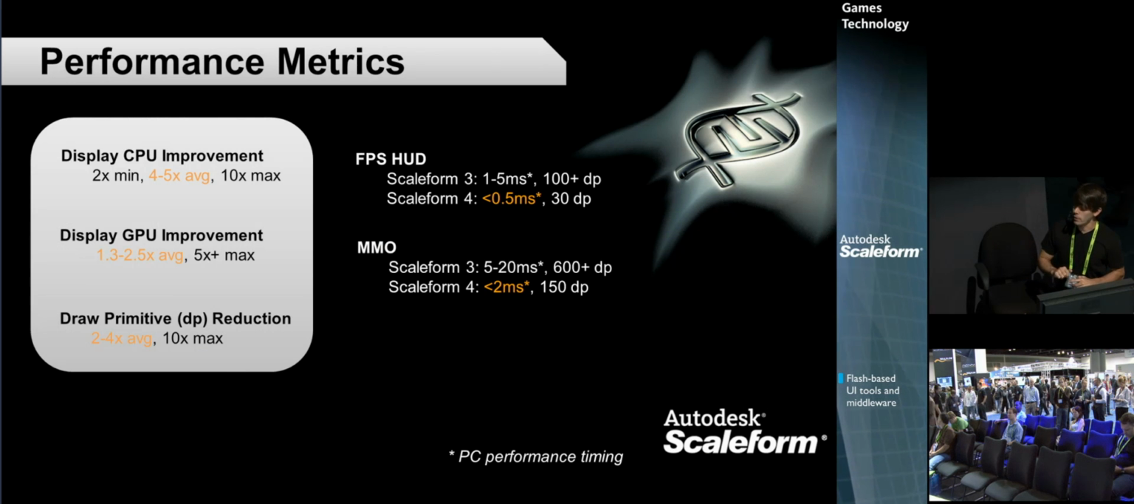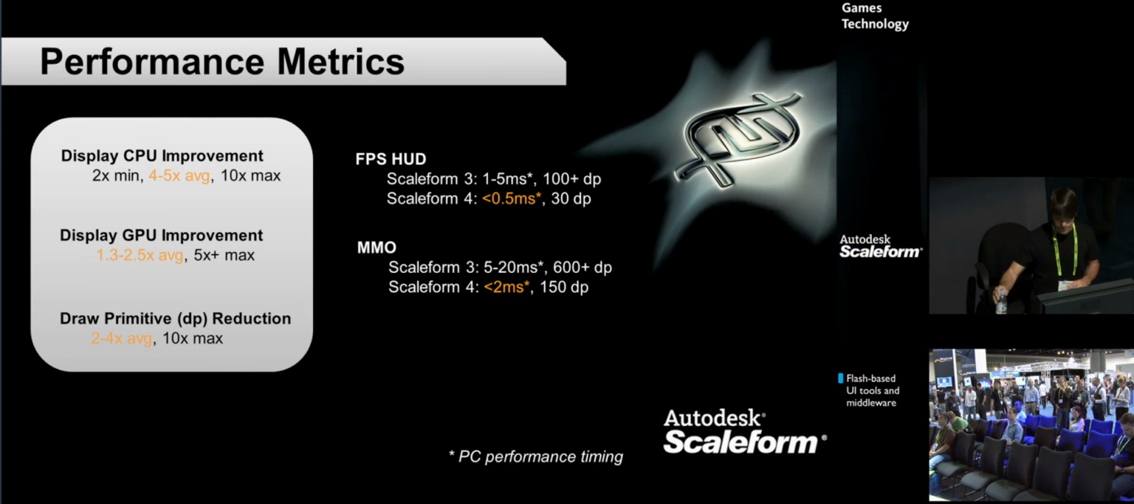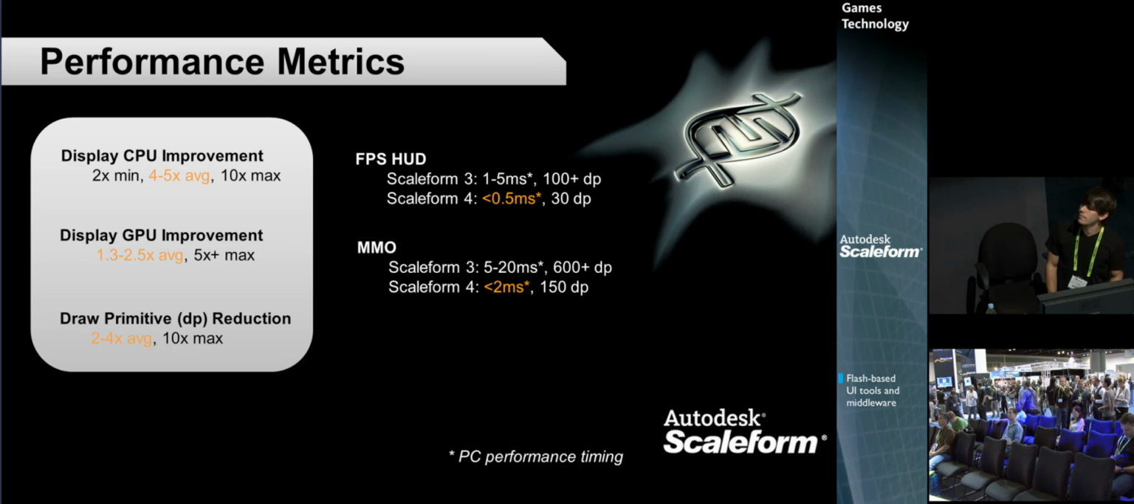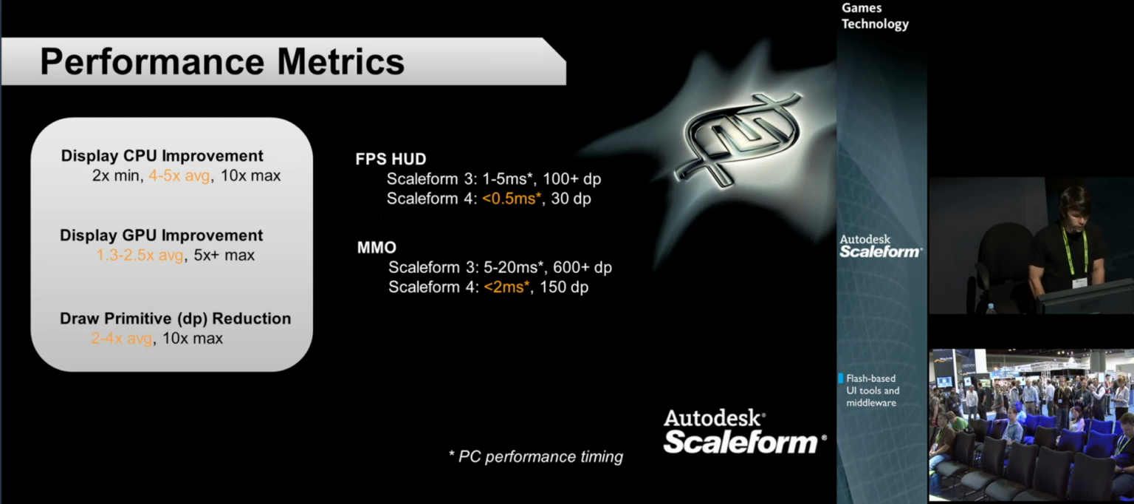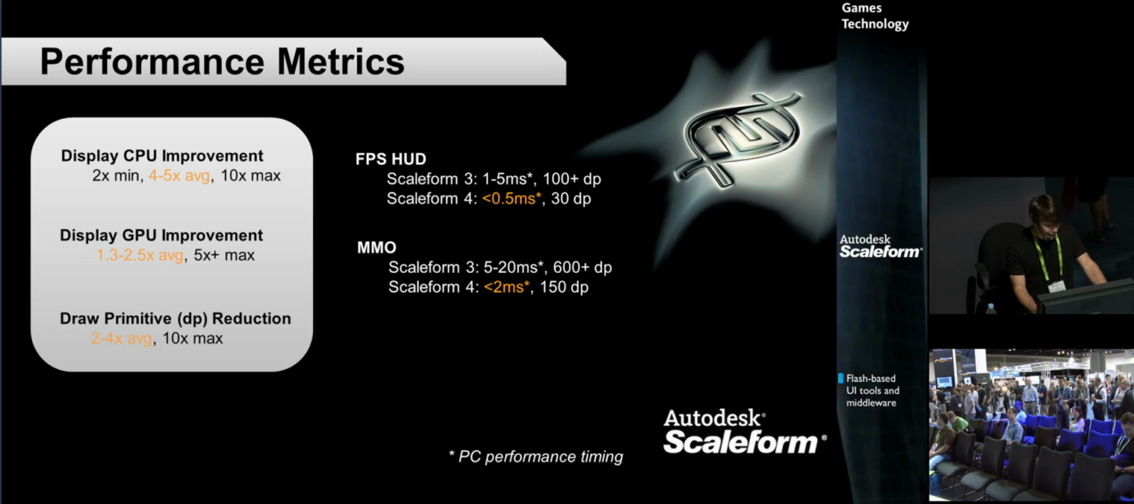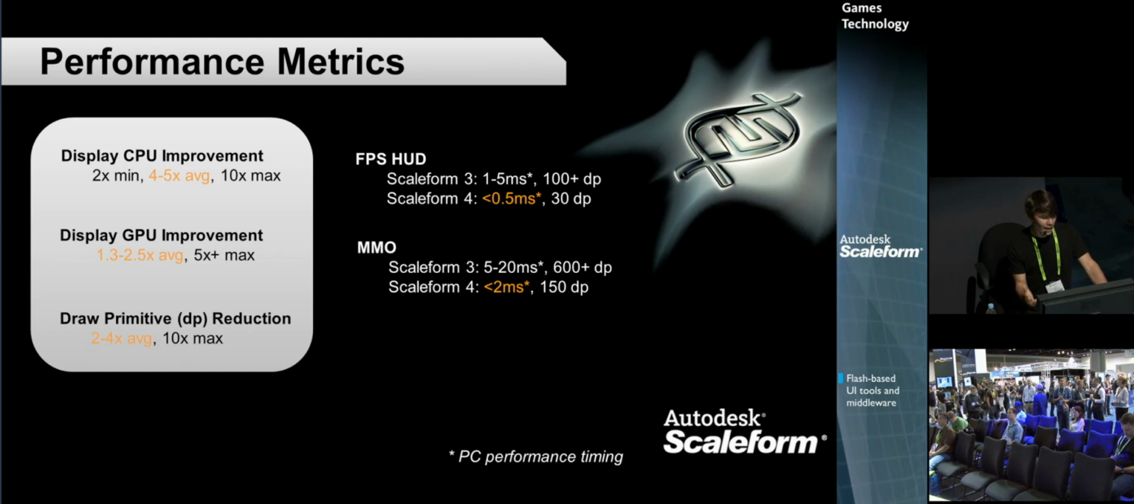A few quick performance metrics. These are all based on PC data. You're going to see probably a display improvement of about 4 to 5 times faster on the CPU, about 2 times faster on the GPU, and anywhere from a 50% to a 75, well, a 2x performance reduction in draw primitives. For an FPS HUD or the MMO like you saw before, let's talk about the HUD kit.